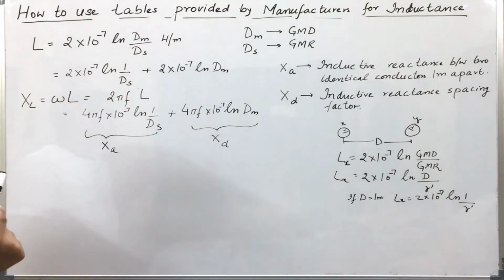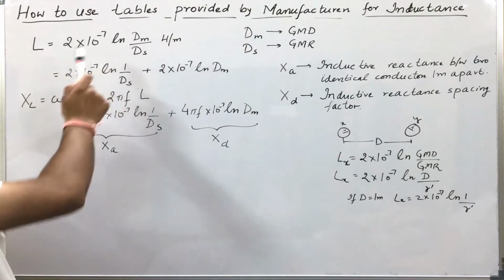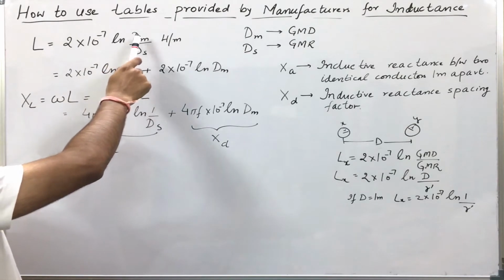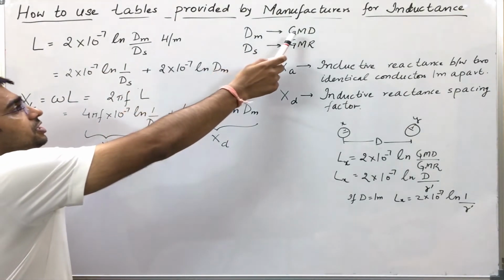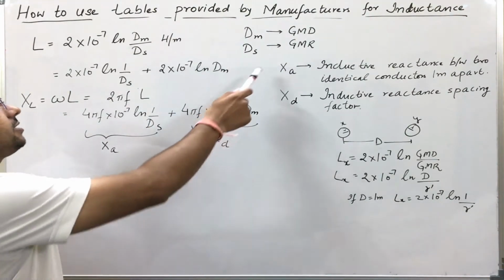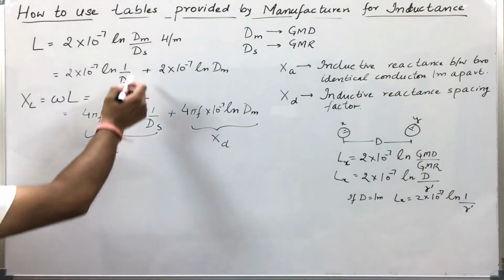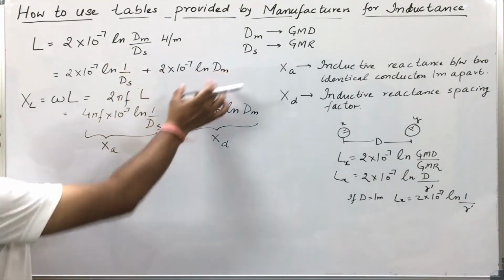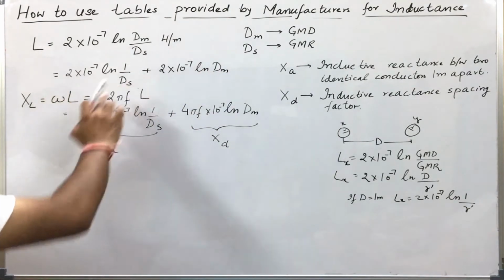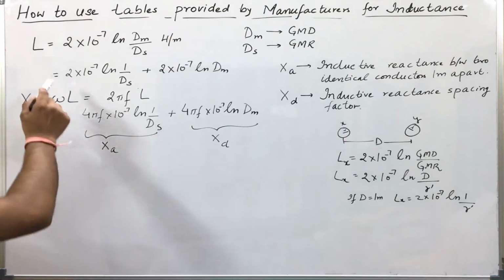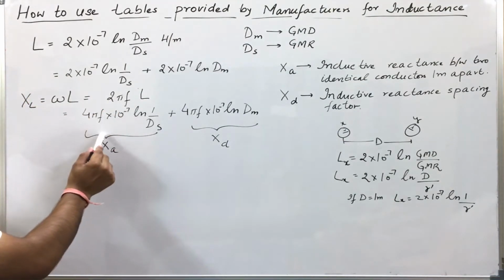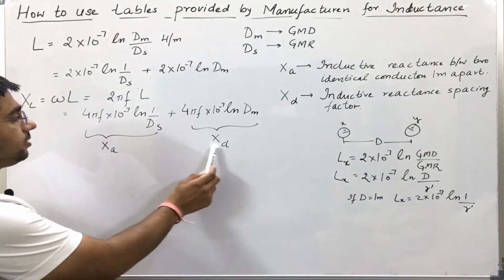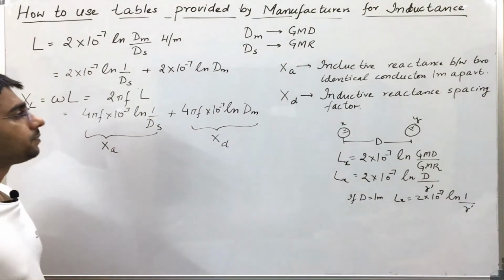Now, as we already know, the inductance of a composite conductor is written as 2 into 10 to the power minus 7 natural log Dm upon Ds, where Dm is GMD, that is geometrical mean distance, and Ds is geometrical mean radius. I can bifurcate this logarithmic term in two parts, one by Ds and the other is Dm, and I can write it in this way. Now, when I multiply the inductance with omega, I get these two terms. Usually, in India, manufacturers provide these two terms at a frequency of 50 Hz.